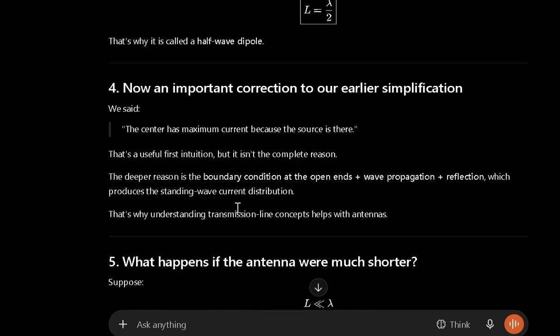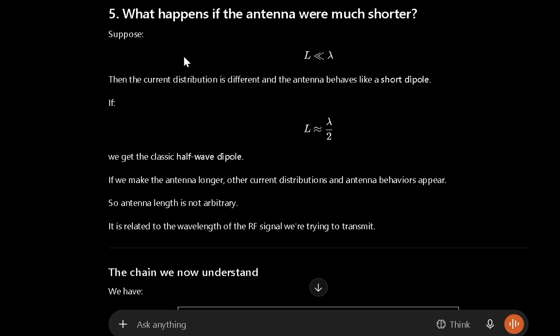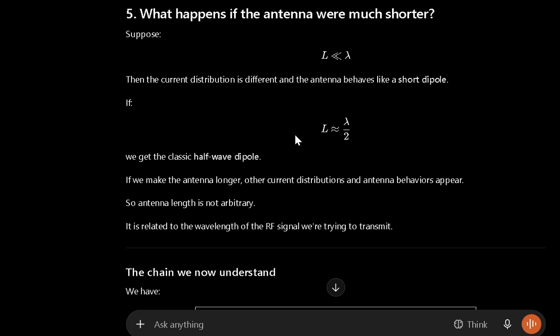Now, an important correction. What happens if the antenna were much shorter? Suppose L is less than lambda, so lambda becomes greater than the length. If the antenna is much shorter than the wavelength, then the current distribution is different and the antenna behaves like a short dipole.